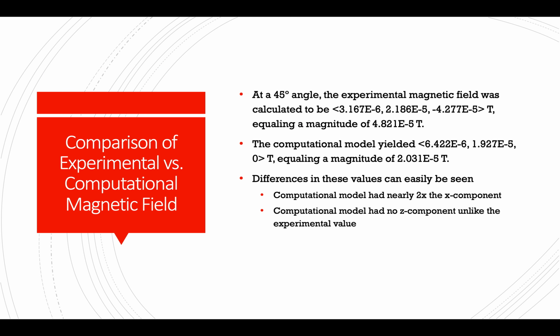The experimental and computational values for the magnetic field at 45 degrees can be compared. At a 45-degree angle, the experimental magnetic field was calculated to have a magnitude of 4.821 e-5 teslas. The computational model yielded vector components equaling a magnitude of 2.031 e-5 teslas. Differences in these values can easily be seen. The computational model had nearly 2 times the x component and no z component, unlike the experimental value.